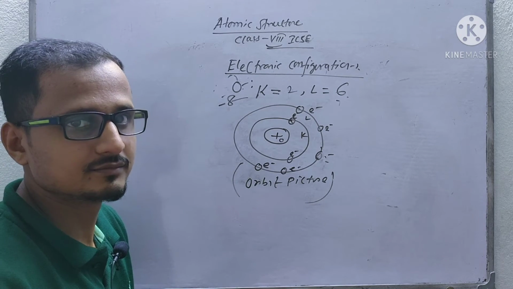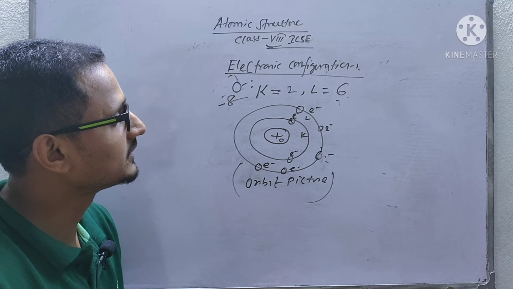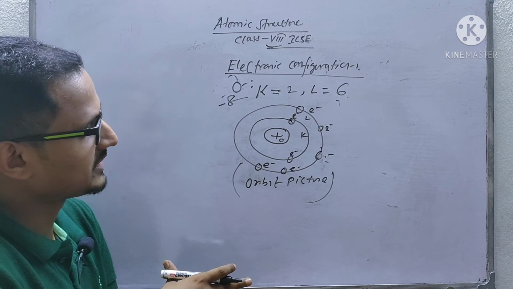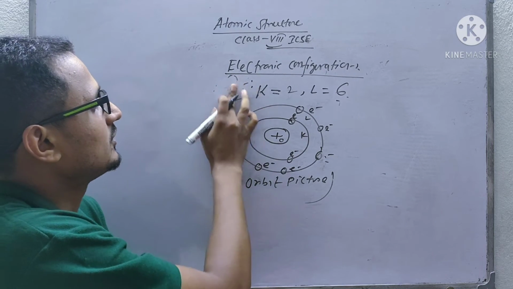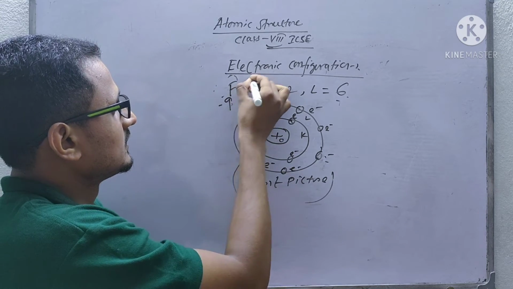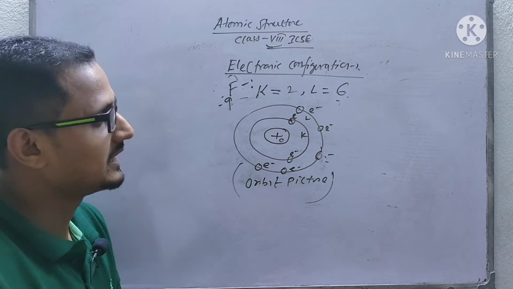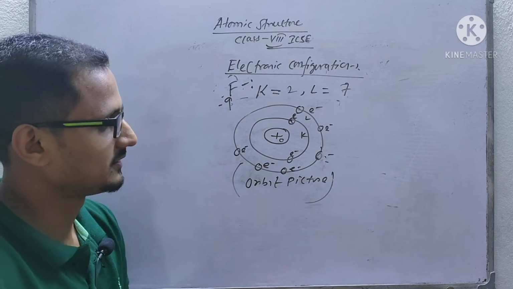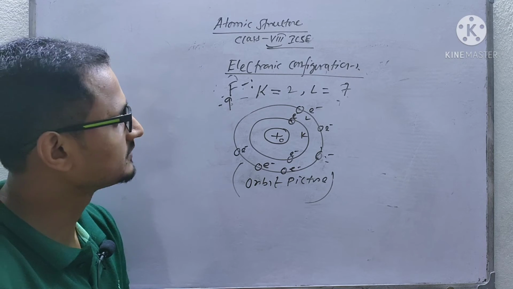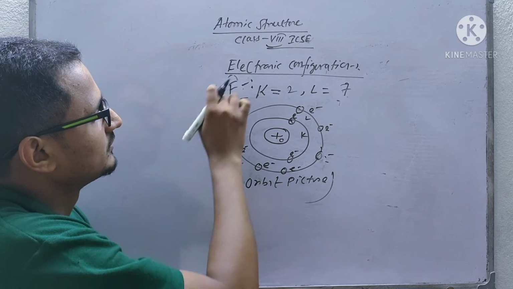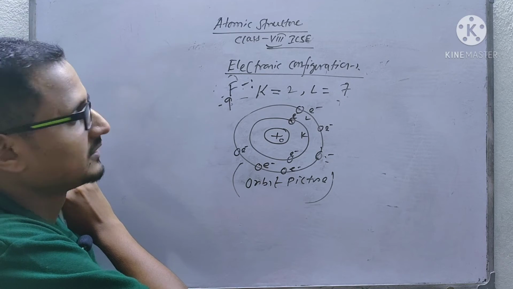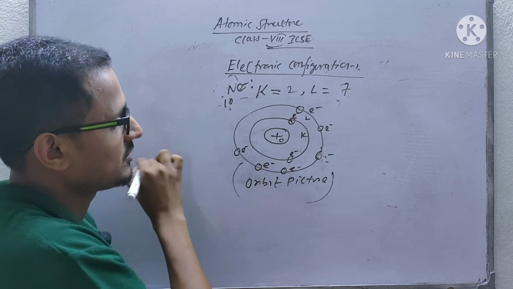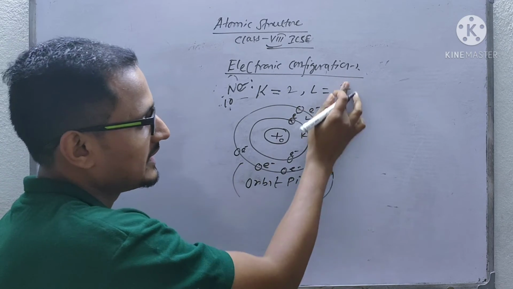Done. Very easy. Now for fluorine, you have taken the screenshot. Now for fluorine, in K orbit 2 electrons and 7 electrons in L orbit. I think you can understand easily. Okay. Now next, neon having 10 electrons. So in K orbit 2 electrons and L orbit 8 electrons.